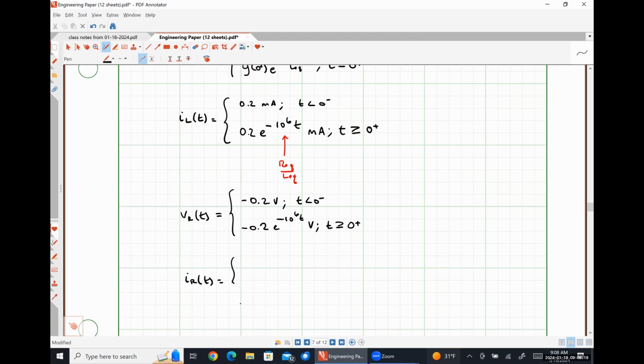Lastly, IR. It was 0.2 milliamps for t less than 0 minus, and it's 0 e to the negative 10 to the 6th t milliamps for t greater than or equal to 0 plus, which is the same thing as just 0 milliamps for t greater than or equal to 0 plus. Of course that should make sense, because for all time greater than and including 0 plus, that resistor was in parallel with the closed switch, so we shouldn't see any current flowing through it.